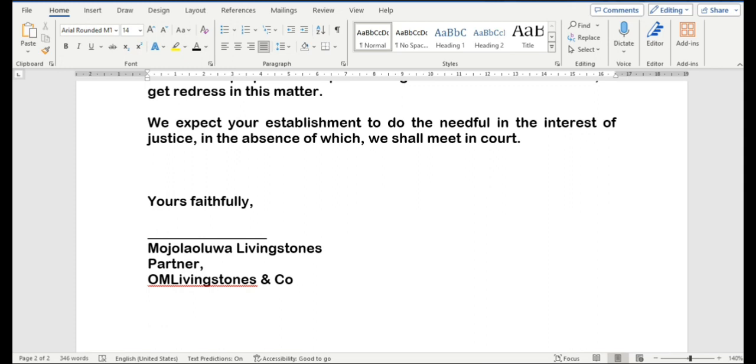So that's essentially what a pre-action notice looks like. You prepare it and serve it on the prospective defendant, and be sure to get an acknowledgement copy.